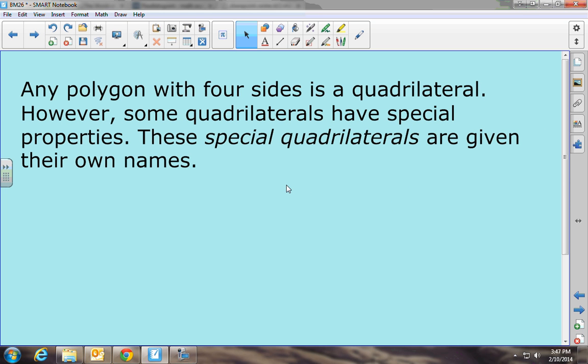First, let's talk about polygons and specifically quadrilaterals. Any polygon, remember from our previous benchmark that polygon means many-sided figure. Well, a polygon that has specifically four sides is called a quadrilateral. Quad means four, lateral means sides, four sides. But within quadrilaterals, you're probably already aware that there are certain ones that have certain properties.